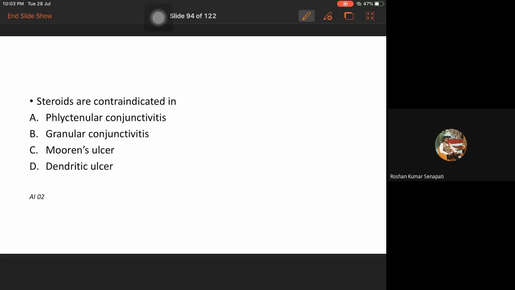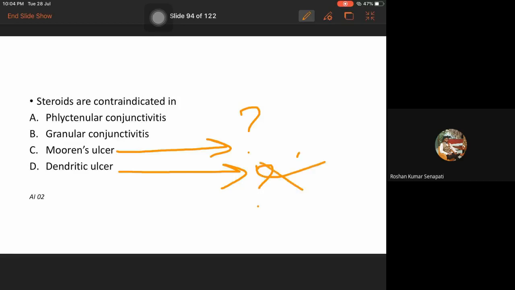Dendritic. See here, you have to remember this. Okay, a little bit of doubt. Here it's definitely contraindicated, 100%. Here, Mooren's ulcers, because of the autoimmune nature, why can't we use steroids? You can ask this question because Mooren's ulcer is an autoimmune disease or a disease of exclusion, but one of the hypotheses says it's an autoimmune disease. But research says that Mooren's ulcers don't respond well to steroids. So therefore, steroids have no role in Mooren's ulcers.